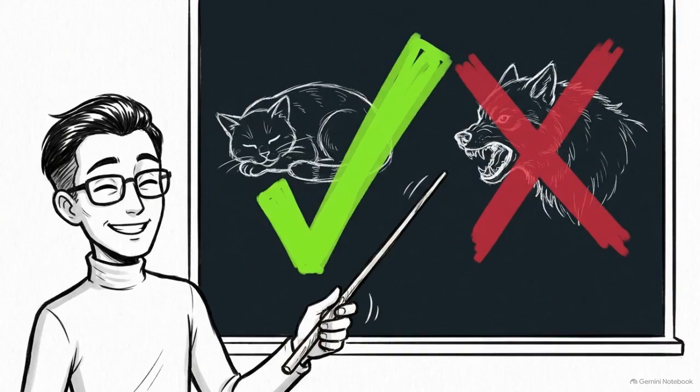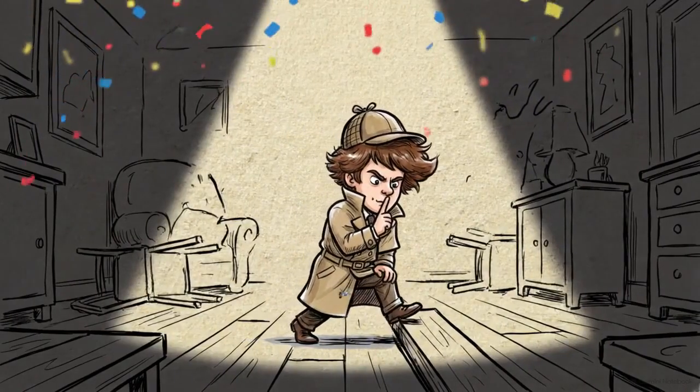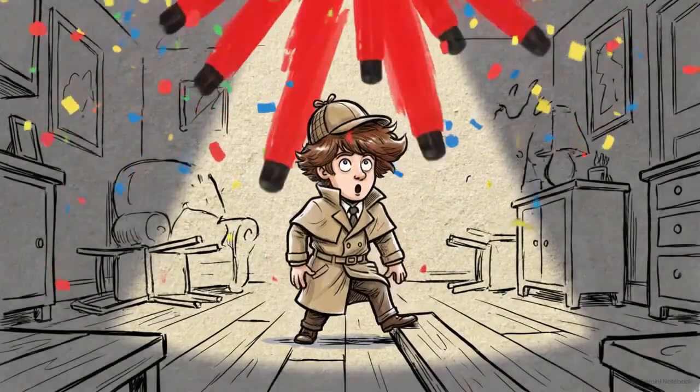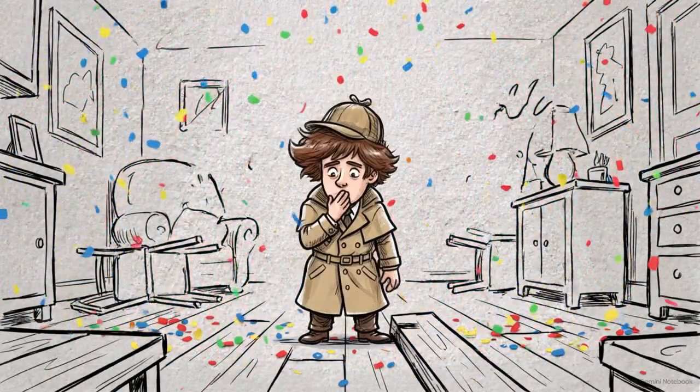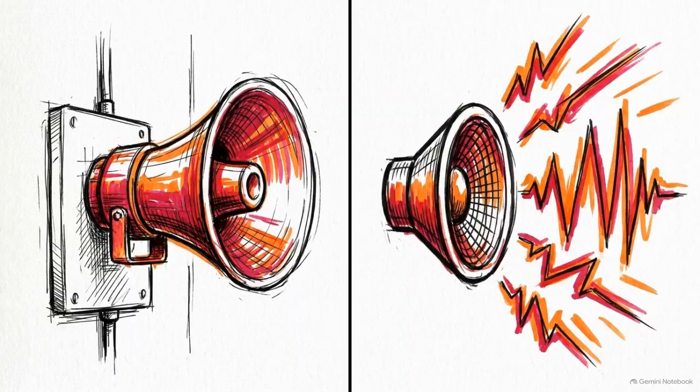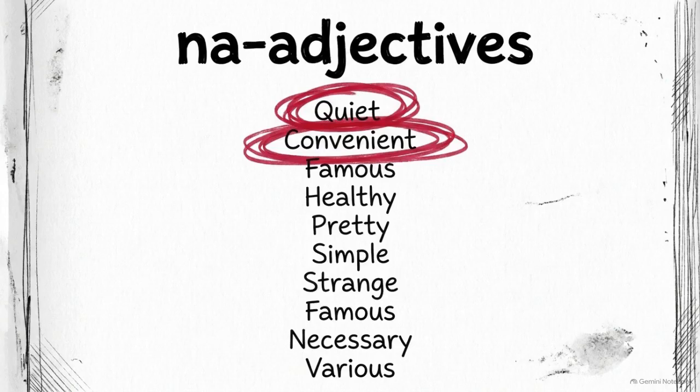Picture our detective creeping through a dark room, convinced he is stealthy, until he steps on a rigged floorboard and sets off a blaring alarm. You need to point out that this situation is definitely not quiet. We do this by using Janai to negate a description, specifically a group of words called na-adjectives.